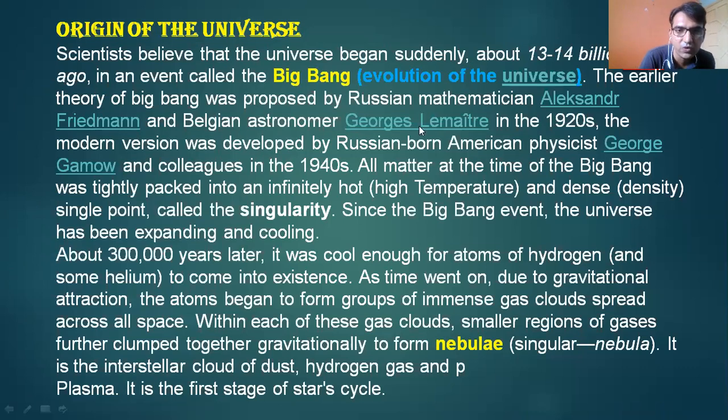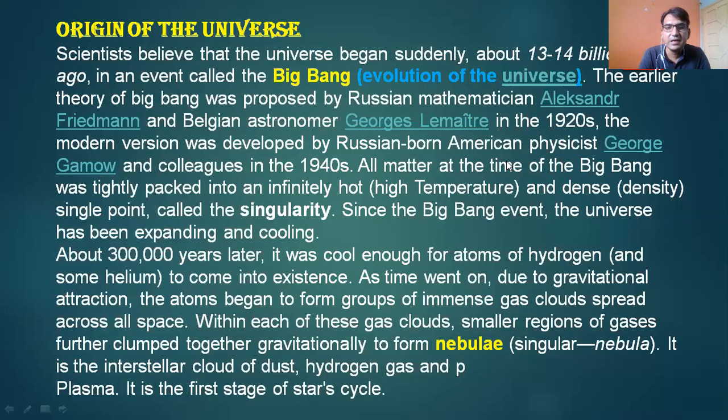The theory was proposed by the Russian mathematician Aleksandr Friedmann and the Belgian astronomer Georges Lemaître in the 1920s. I might be wrong in pronunciation. These were the two people who authored it, one Belgian, one Russian, in the 1920s, about the Big Bang or the evolution of the universe. So there are two theories, one is the old one, another is the modern one.